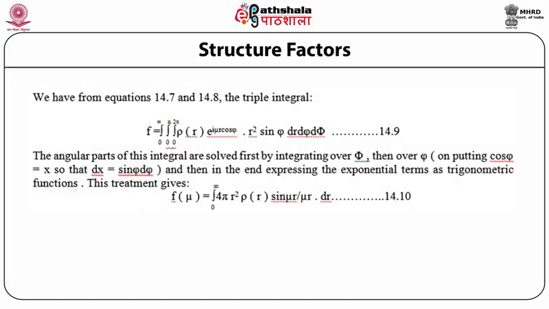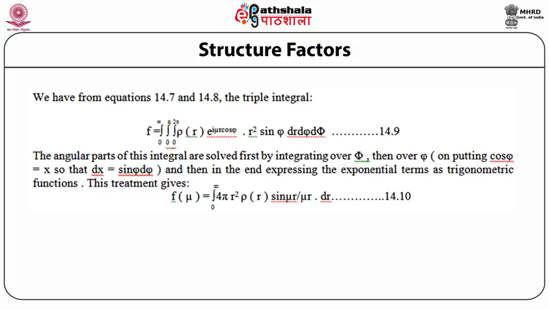We have from equations 14.7 and 14.8 the triple integral F equal to the integral from 0 to infinity, integral from 0 to pi, integral from 0 to 2 pi, of rho r, exponential of minus i mu r cos phi, times r square sine phi dr d phi d theta, equation 14.9. The angular parts of this integral are solved first by integrating over one angle, then over angle phi, on putting cos phi equal to x, so that dx is equal to minus sine phi d phi, and then in the end expressing the exponential terms as trigonometric functions.